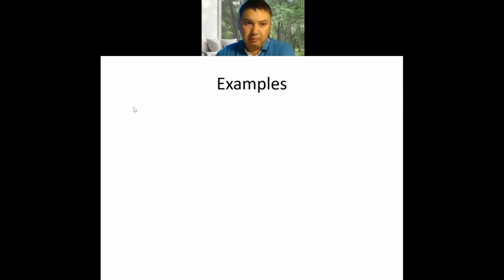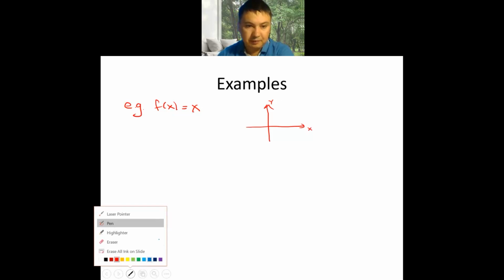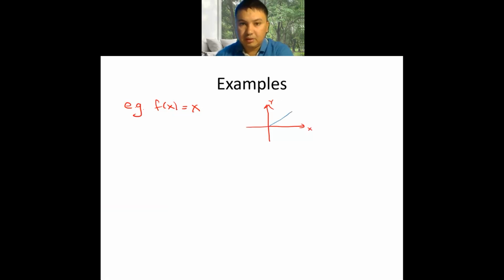It's a very easy example, but somewhat important. Let's look at f of x is equal to just x. What happens? You can also analyze it by looking at the graph, if you like. Here's my x-axis, here's my y-axis. If you sketch this graph, y is equal to x, you get something like this. This is y equal to x, that's the function. Here it's 45 degrees.